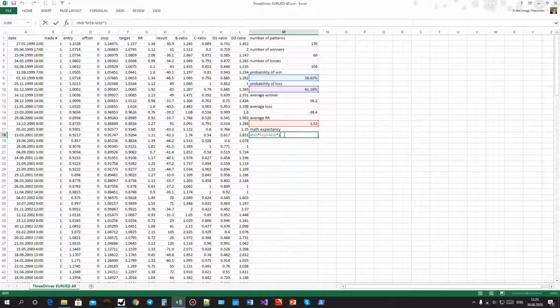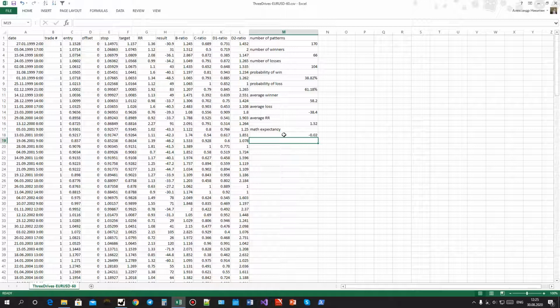How often we win multiplied by average winner minus how often we lose. Looks okay. Well, this expectancy is almost zero, a zero-sum game. So if we filter these trend losses, we can improve the strategy.